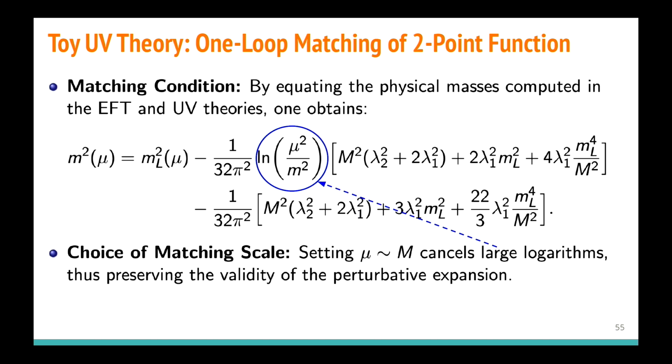So if we set this mu of the order of m, this large logarithm actually falls off, because if it doesn't fall off, then there will be a difficulty while doing the perturbative expansion. But if we take mu to be of the order of m, this term would become very small and we can get rid of it.